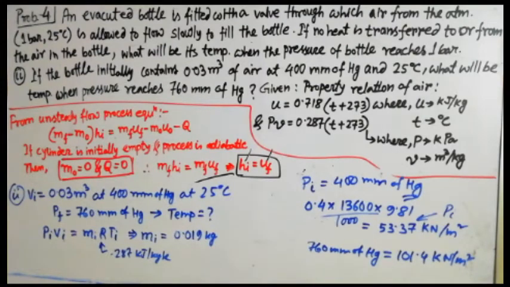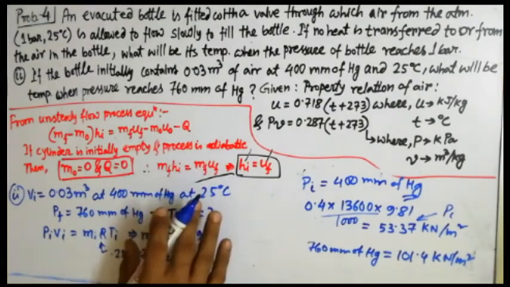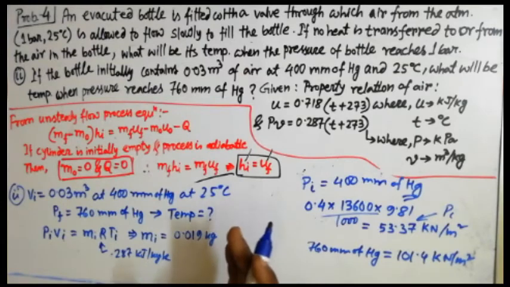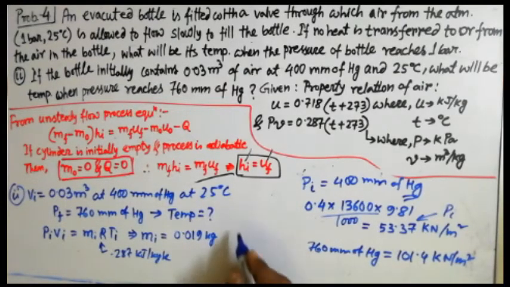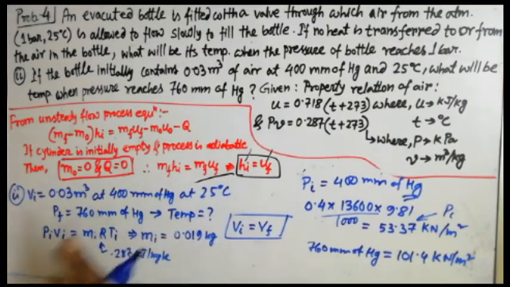Okay, now one thing should be kept in mind: for a gas entering a bottle, it will occupy the whole volume of the bottle. Every time any gas enters an empty space, obviously it will occupy the whole volume of the empty bottle. So that's why we can consider one thing here, that Vi will be equal to Vf, because while the temperature is being increased, the volume inside the bottle is completely constant.